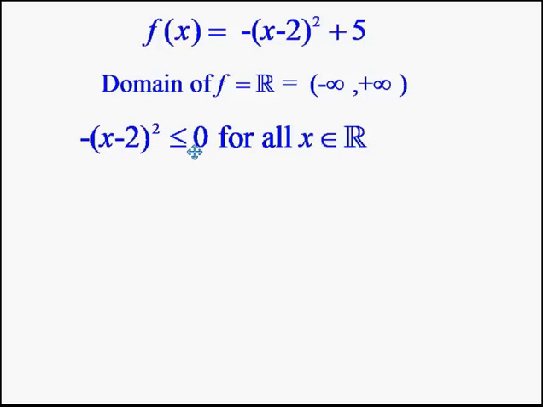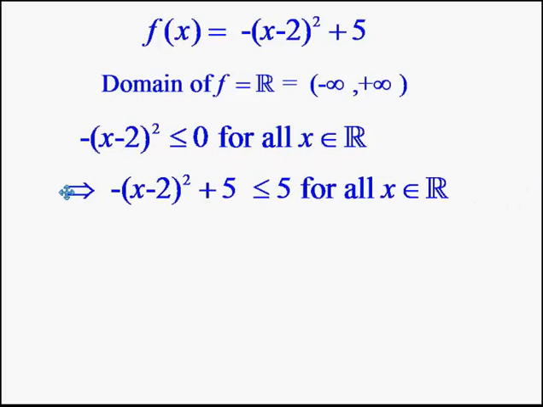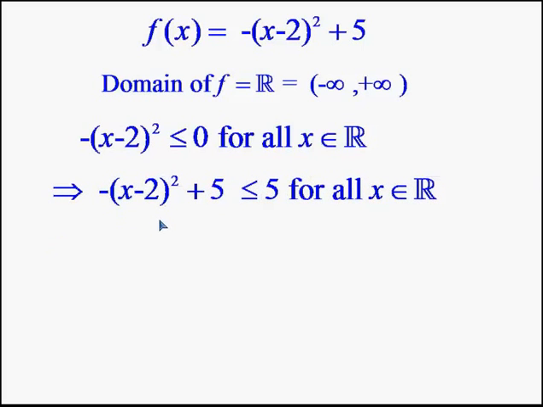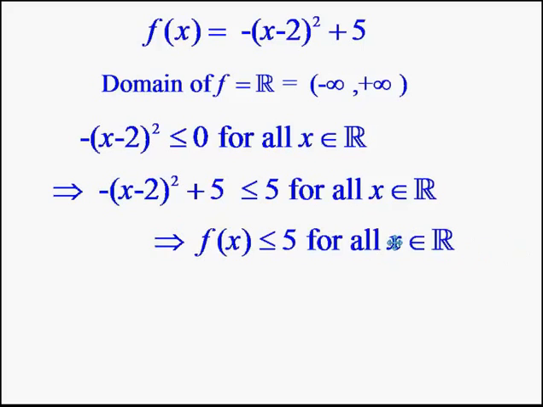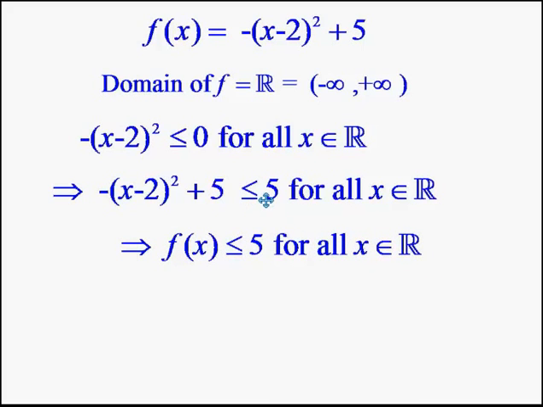To this inequality, I will be adding the number 5 so that I can make the LHS as f of x. By adding 5 to both sides of this inequality, I get negative (x minus 2) the whole square plus 5 is less than or equal to 5. Now, as I said, this is now f of x. So, replacing this by f of x, we can write this as f of x is less than or equal to 5 for all x belonging to R.